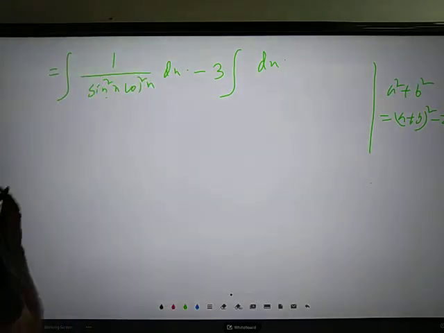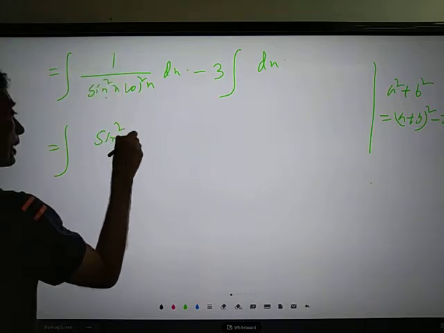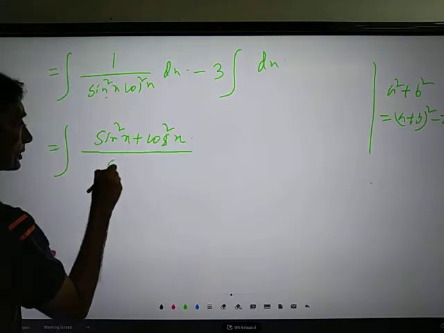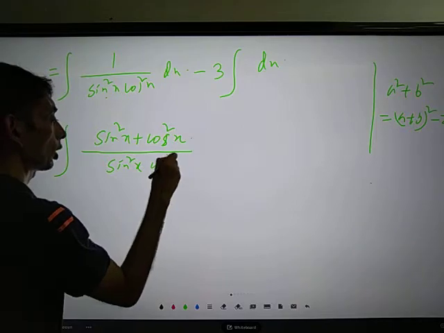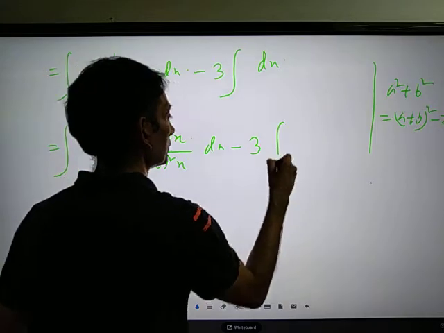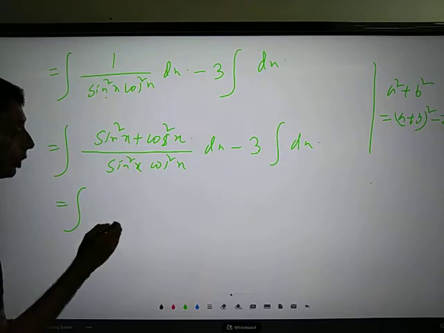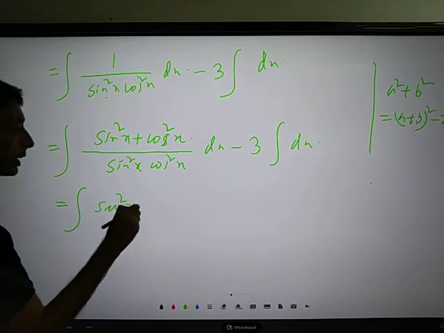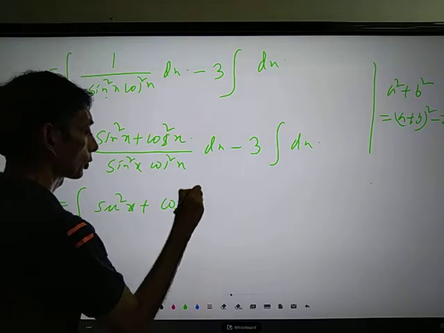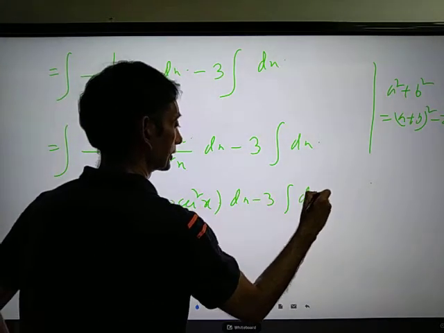But if we write the step like this, in place of 1 you can write sin square x plus cos square x over sin square x into cos square x dx minus 3 dx. Now if we divide, sin square x by sin square x into cos square x is sec square x, and cos square x gets cancelled out. 1 by sin square x is cosec square x, into dx minus 3 dx.